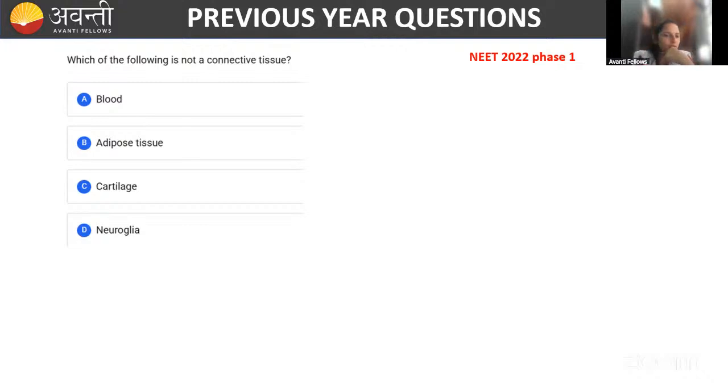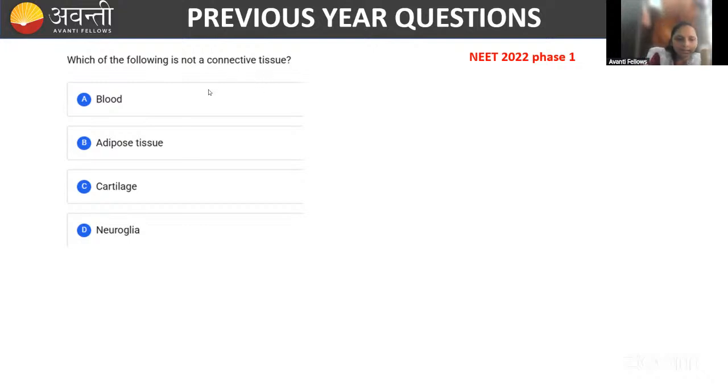Answer me. Which one is not a connective tissue? Once again, I only just told you about connective tissue. Which are the specialized connective tissues? Cartilage, blood, bone, right? Neuroglia, nervous system, right? 83% gave answer D. Option A was given by 88% and option C by 8%. Guys, all are giving the wrong answer.